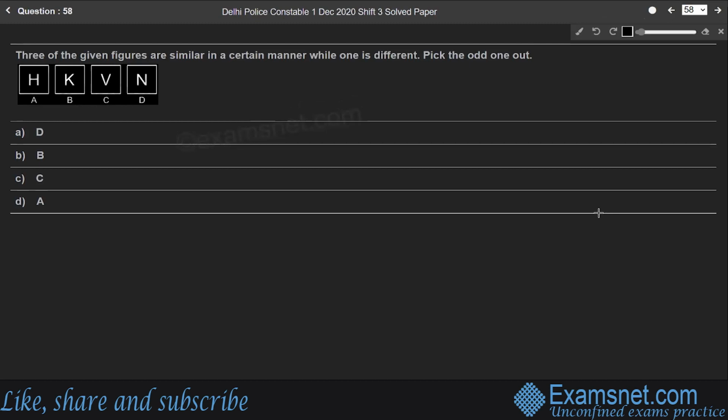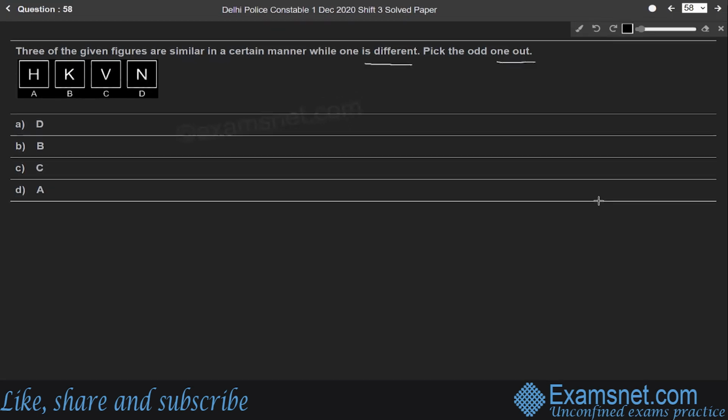Question 58. Three of the given figures are similar in a certain manner while one is different. Pick the odd one out. So here, four figures are given A, B, C, D, whereas A is H. So the minimum number of lines required to write H is 3. So there are 3 lines, 1, 2, and 3, right? Whereas figure B is K, right? So the number of lines required to draw K is 1, 2, 3. Yes. So again 3 lines.